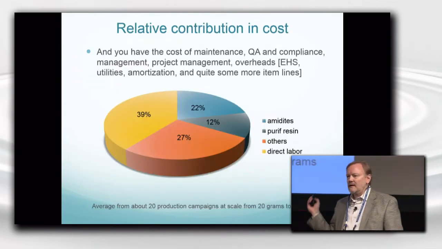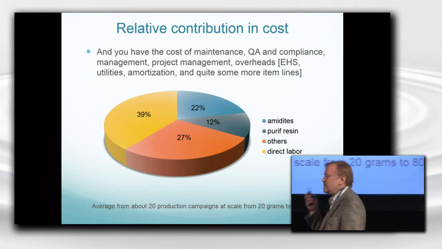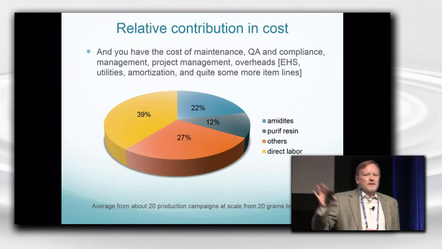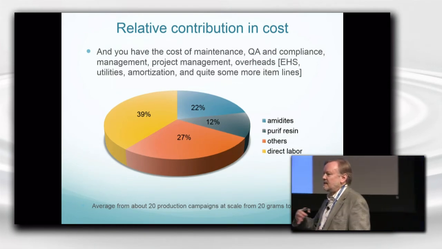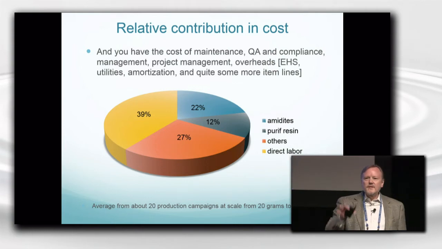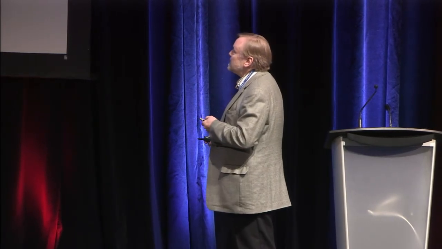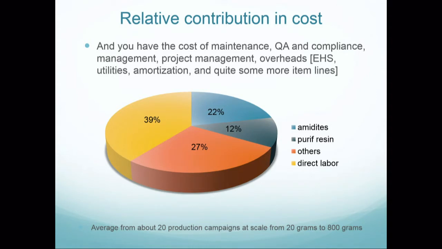So I have analyzed the cost of manufacturing of about 20 different oligonucleotides. It's a pretty rough analysis because it includes DNA, RNA, siRNAs, but it's an interesting view, I would say. Those campaigns have produced anything between 20 and 800 grams of oligonucleotide. And what you can see here is that those amidites represent only 22% of the total cost. So you can cut your amidite cost by two, you only reduce the cost of your oligos by 10%.